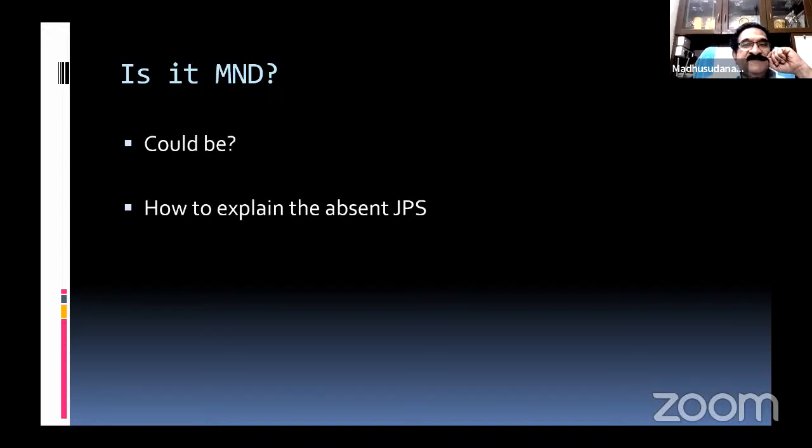So is it MND now? I've got pyramidal signs and it's got denervation in the quadriceps and this thing. All favoring MND, correct? Probable. Only the thing which is standing out is the sensory, which we almost disproved, that it is not in the nerve, it is not in the root, it is not in the posterior column. So, how to explain the absent JPS?